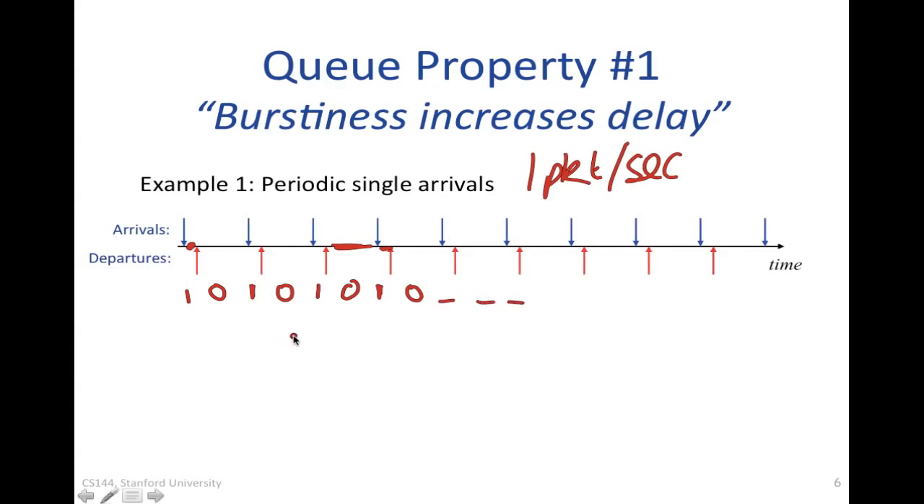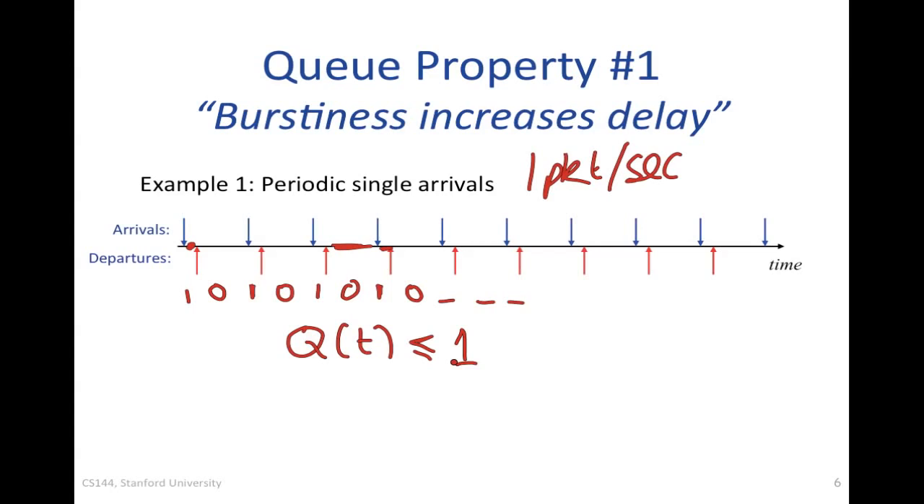The interesting thing to note here is that Q of t, the queue occupancy, is either 0 or 1. So we can say it's always less than or equal to 1. And the average queue occupancy is going to be somewhere between 0 and 1. We know that for sure just because of the structure of the problem. So periodic arrivals make for a nice simple understanding of that queue evolution.